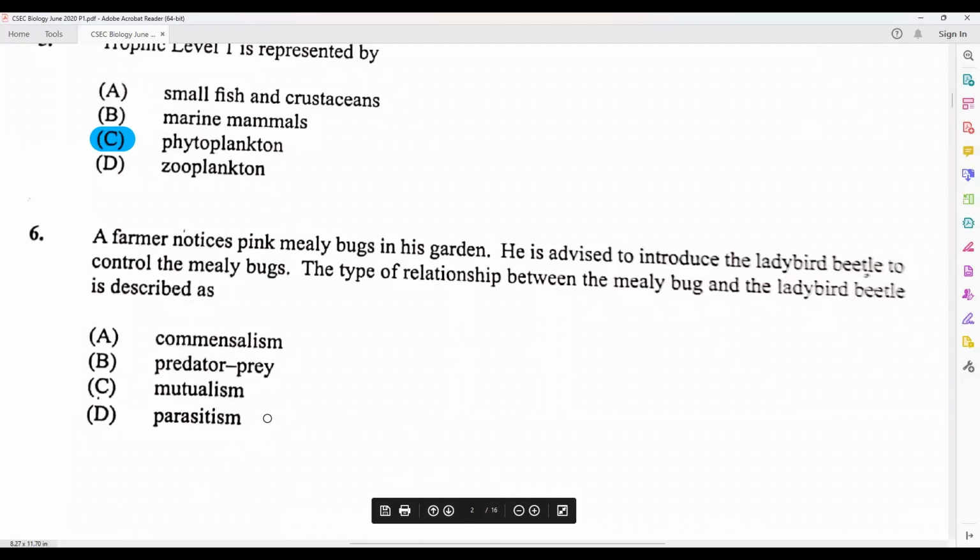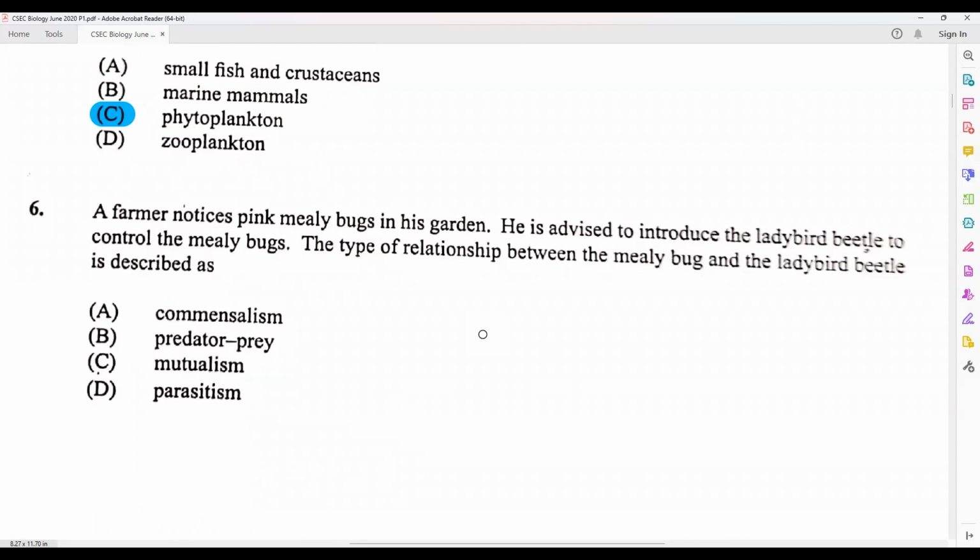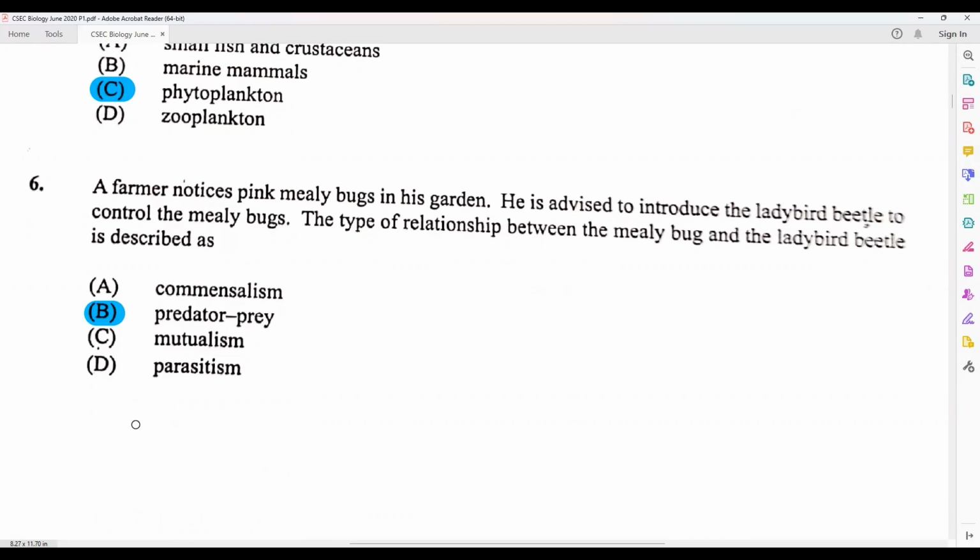A farmer notices pink mealybugs in his garden. He is advised to introduce the ladybird beetle to control the mealybugs. The type of relationship between the mealybug and the ladybird beetle is described as predator and prey. The ladybird beetle is feeding on the mealybug. So 6, the answer is B.